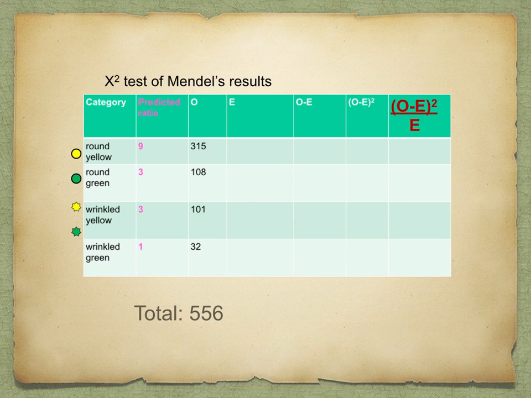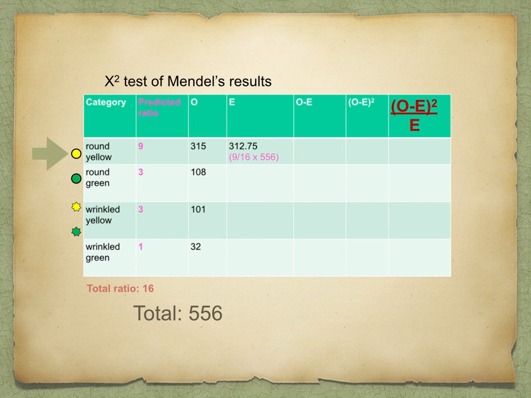Now you know from the test crosses that you would expect a ratio of 9, 3, 3, 1. So how do you calculate the expected results? What you do is you total up the predicted ratio values so that you can calculate the expected results. I'm going to calculate the expected value of round yellow seeds. So what I do is I use the ratio of 9 divided by 16 times 556. So I get a value of 312.75.